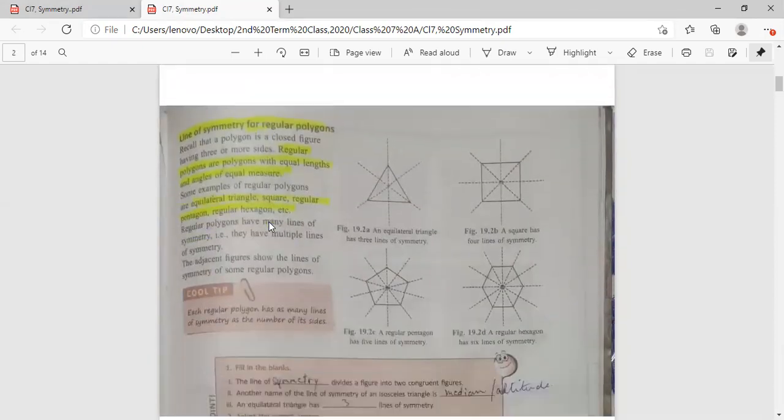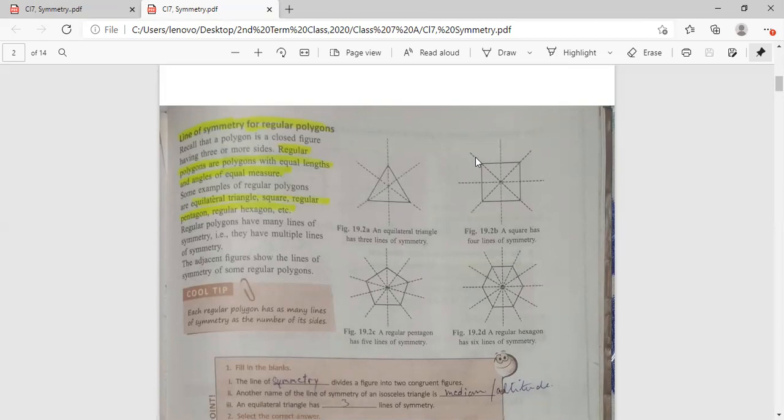And we have regular polygons. First, you should know what is a regular polygon. They are polygons having sides of equal lengths and angles of equal measure. For example, all these equilateral triangles, square, regular pentagon, regular hexagon, etc. And if you observe, you'll find that the number of lines of symmetry is equal to the number of sides in case of regular figures.